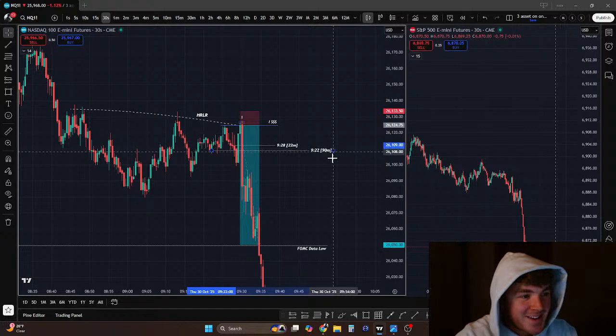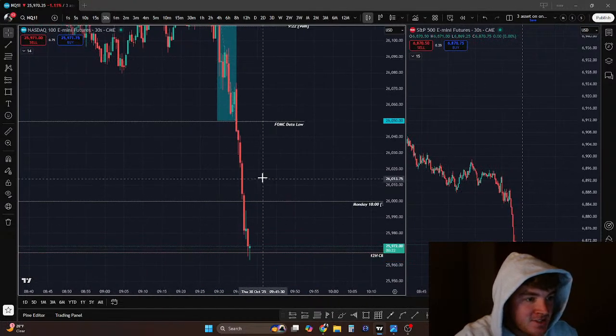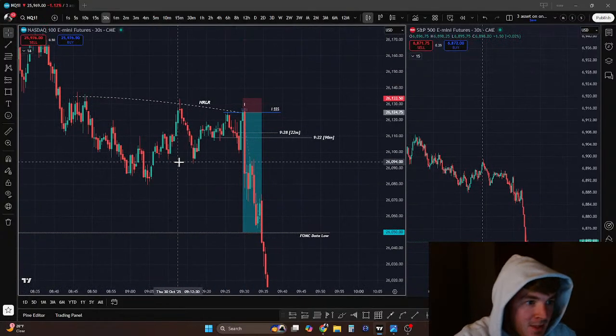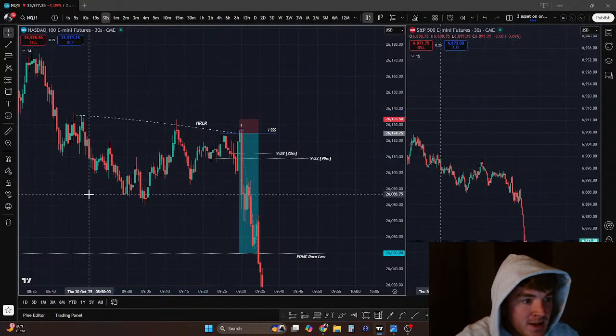FA must be balling right now, probably. And there we go. This next draw on liquidity was hit. I don't know what to say other than we knew the draw on liquidity was lower, which is kind of cool. I didn't see an entry.